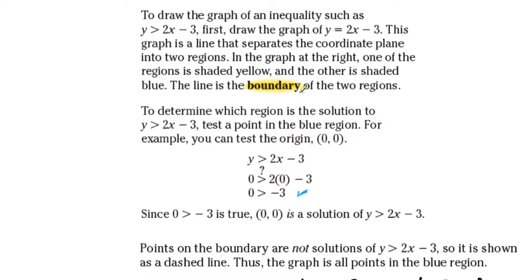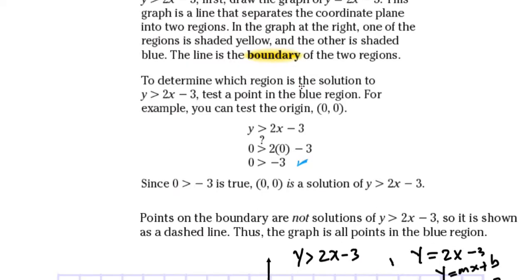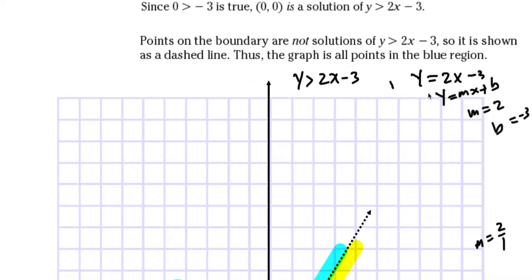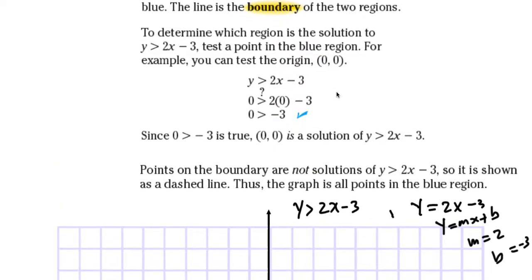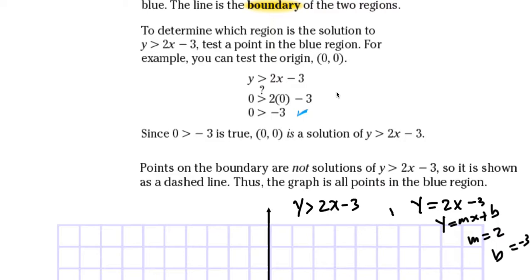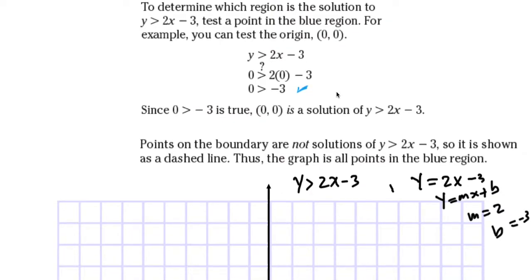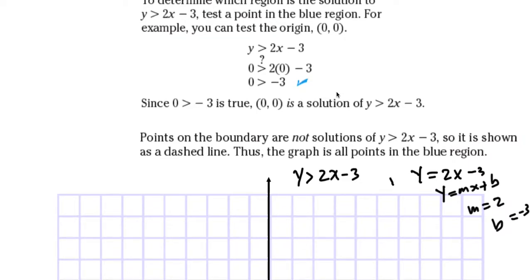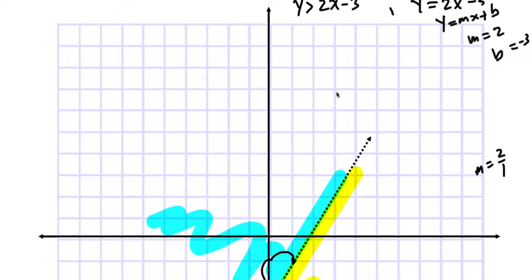The line is the boundary of the two regions. Basically what it's saying is that the equation that we created, this y equals 2x minus 3, or that dashed line, is the boundary of the two regions. To determine which region is the solution for y greater than 2x minus 3, we need to test a point in the blue region. For example, we test the origin. Remember what our origin is.